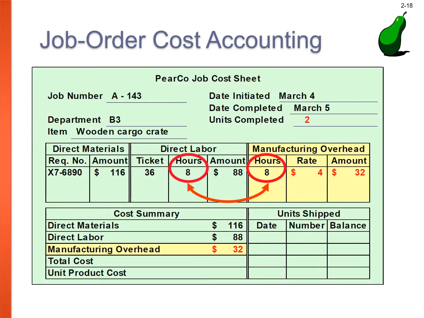Now, when they are finishing up job A143, they could calculate their manufacturing overhead for this product by taking the 8 hours of direct labor hours times the $4 of predetermined overhead rate. So total manufacturing overhead allocated to A143 would be $32. And that's how we apply manufacturing overhead to a product, a job, a service, based on estimates.